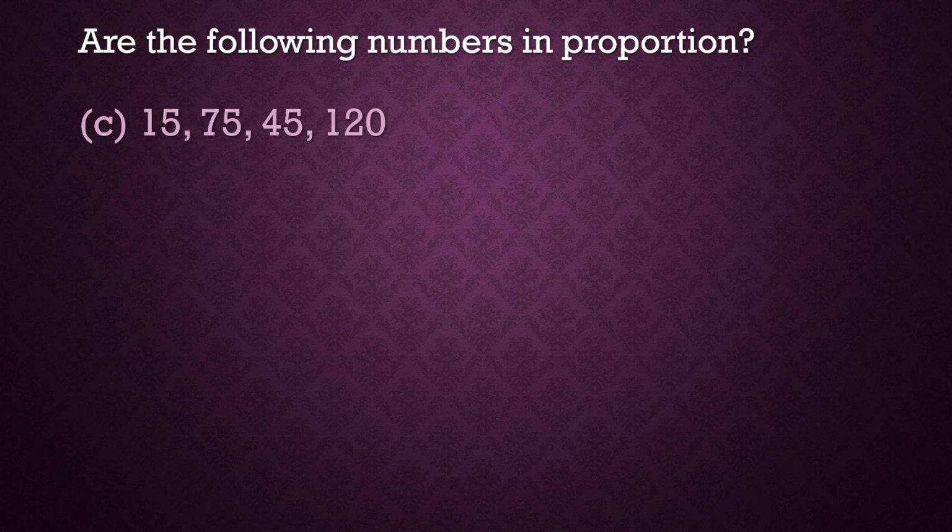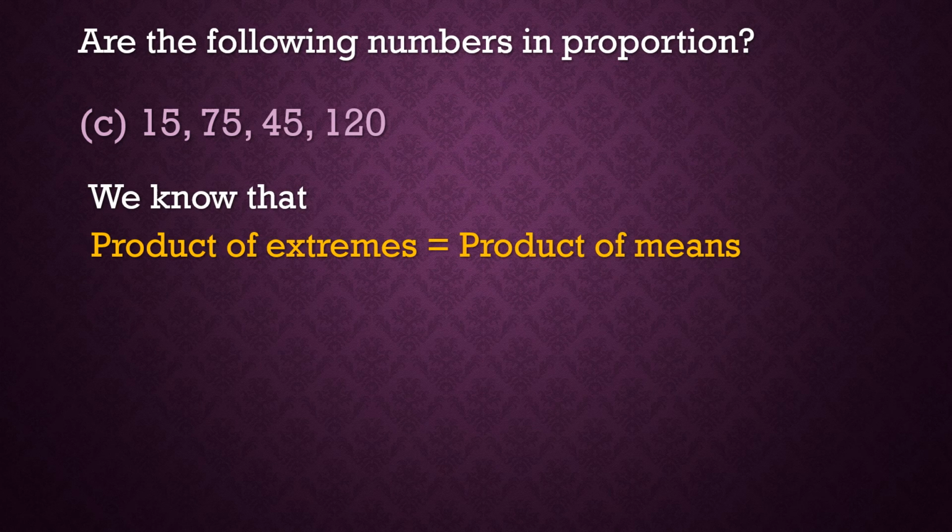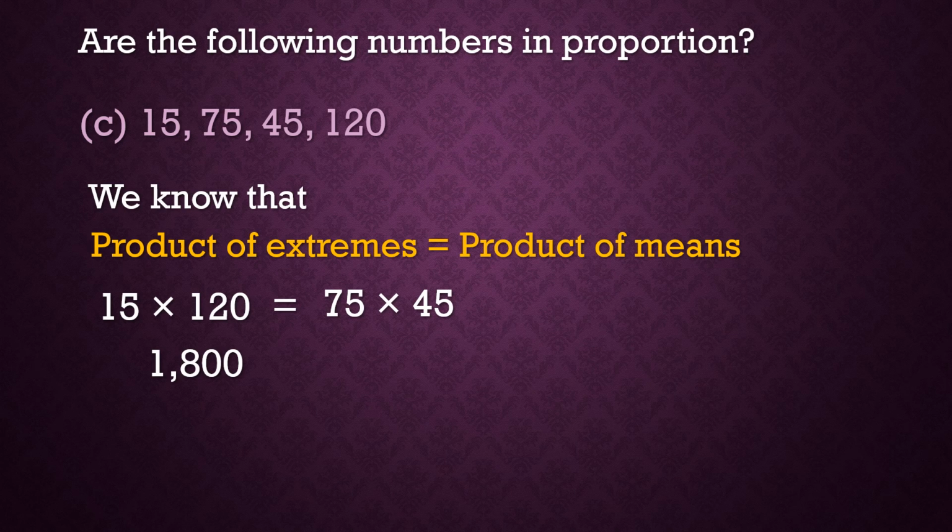Let us solve one more question. Question number C. 15, 75, 45 and 120. We know that product of extremes is equal to product of means. Now put the value. 15 multiplied by 120 is equal to 75 multiplied by 45. If we multiply 15 by 120, we get 1800. If we multiply 75 by 45, we get 3375.